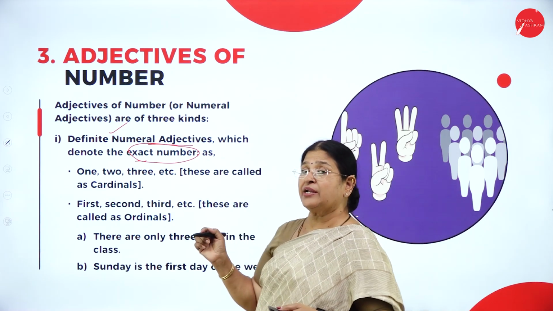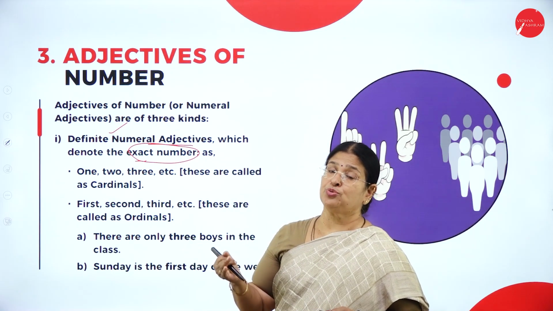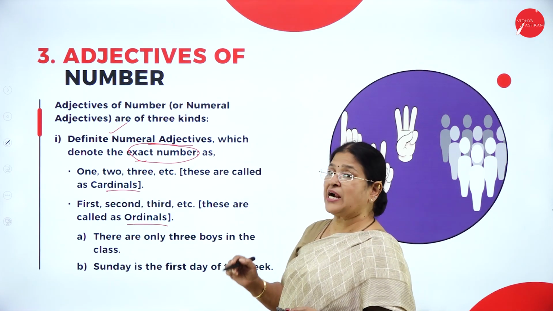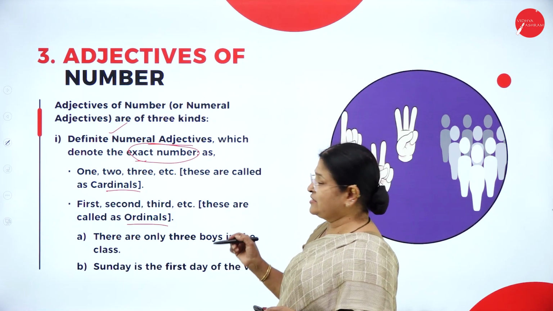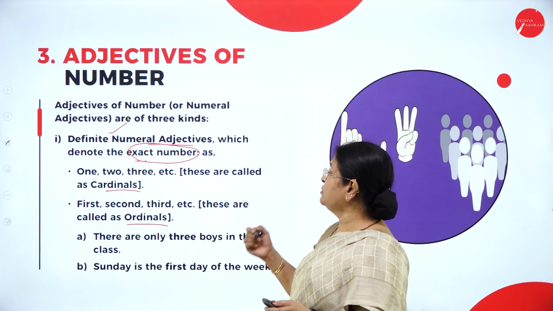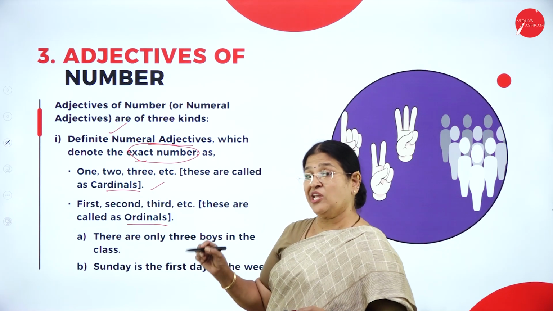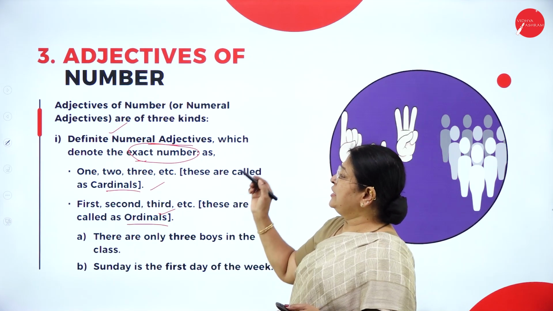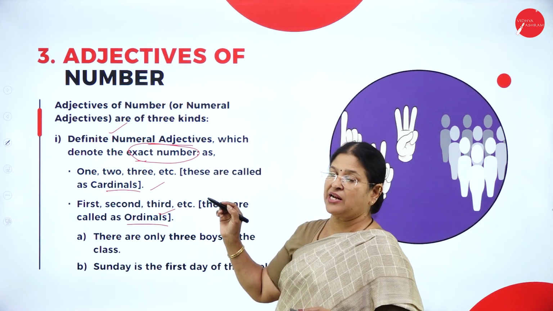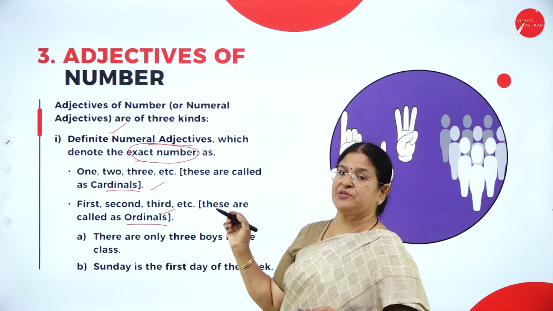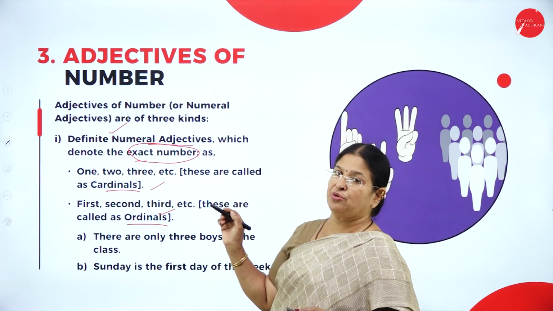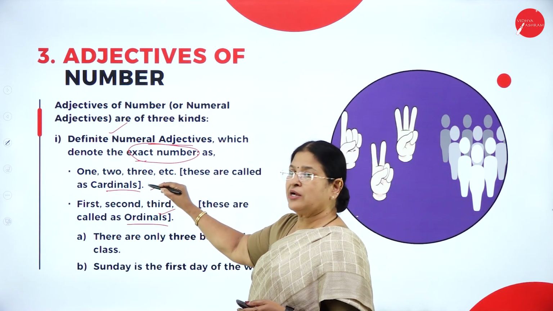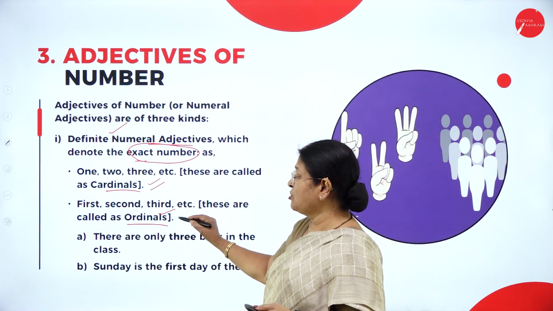Here again, they have been broadly classified into 2 types. One is called the cardinals, the other is called the ordinals. So what are cardinals? 1, 2, 3, etc. When you mention the numbers 1, 2, 3, these are called cardinals. When you say first, second, third, these are called ordinals. I repeat, the adjectives of number are broadly classified into 3 types. The first type is the definite numeral adjective, which denotes the exact number. 1, 2, 3, etc. are called cardinals. First, second, third are called ordinals.